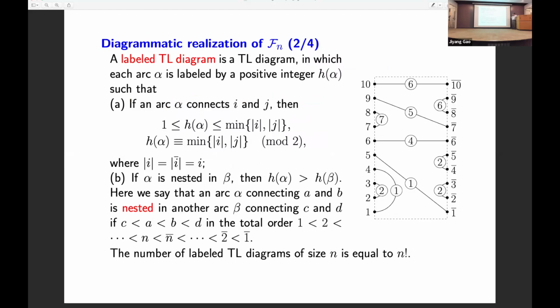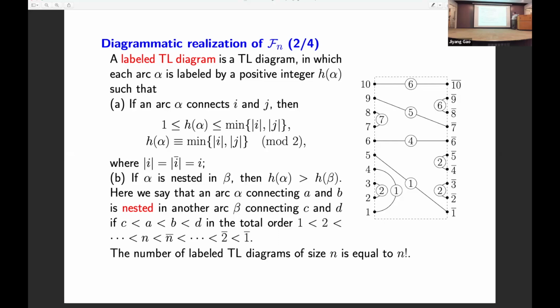Then Florian Eval and James Scott define a labeled temporary leaf diagram. A labeled one is the temporary leaf diagram with some positive integer label on each arc. If the arc alpha connects the Fibonacci lattices I and J, then the level of this H alpha is positive and less than or equal to the minimum of the absolute values of I and J. And also the level H alpha is congruent to this minimal value modulo 2.